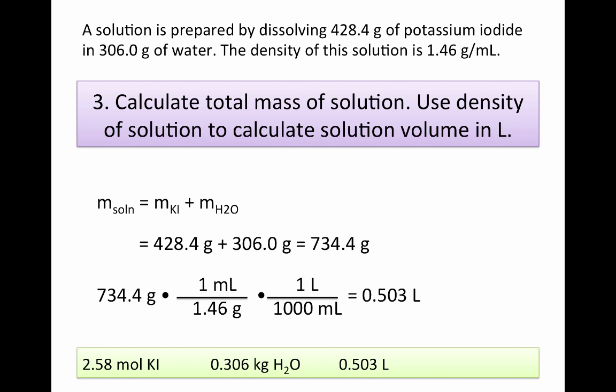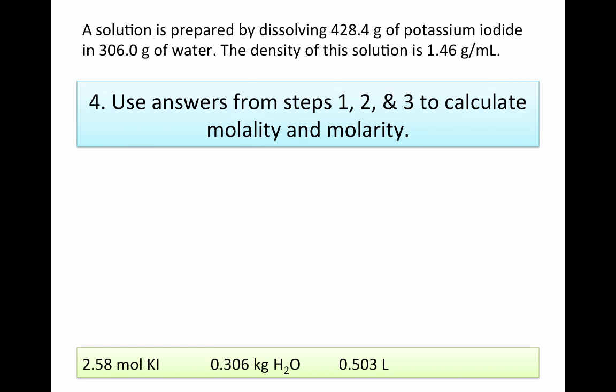Now we could stop right there, and that would give us the total volume of the solution in milliliters, but we don't want to stop there because we need the total volume in liters. So we're going to add in our conversion factor of liters to milliliters, and that tells us that we have 0.503 liters of solution. So now we have everything that we need, and we're going to calculate molality and molarity. So let's do molality first.